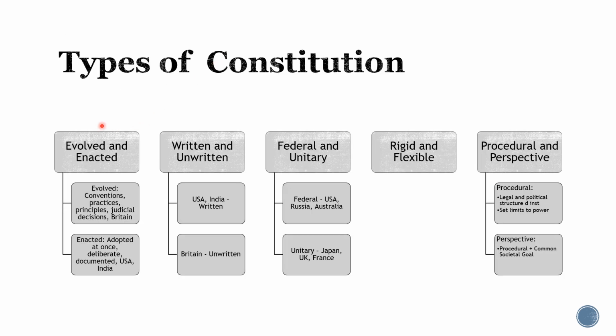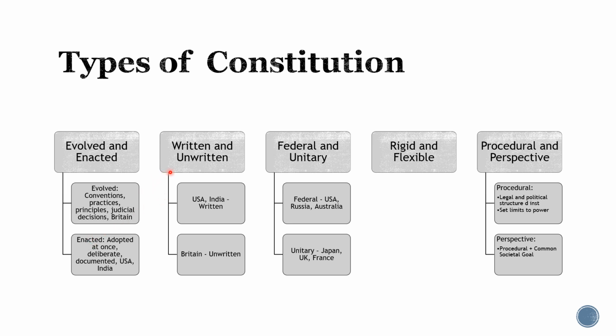Let's look at the different types of constitutions. One is evolved versus enacted. In an evolved constitution, there is not one point of time when the entire constitution is adopted and implemented. It's rather a series of conventions, practices, events that happen, judicial decisions, right? Those act as the constitution of the country and become the law. An example is Britain, whereas in an enacted constitution it's all adopted at once, and examples would be US and India.